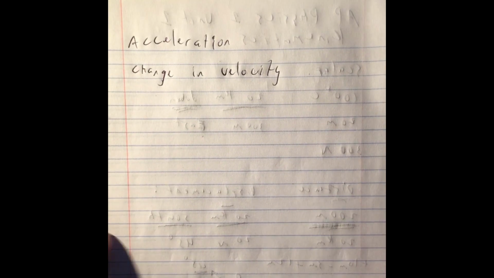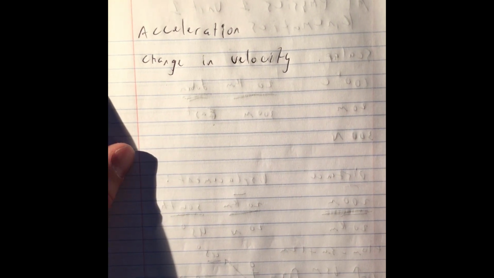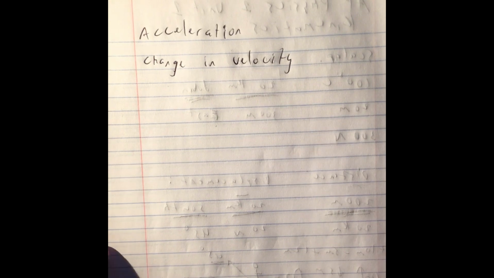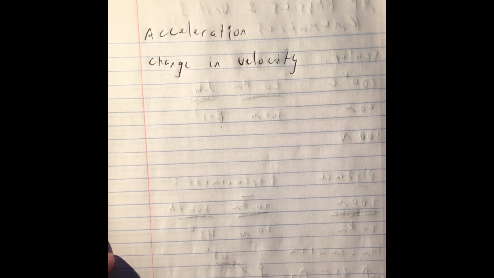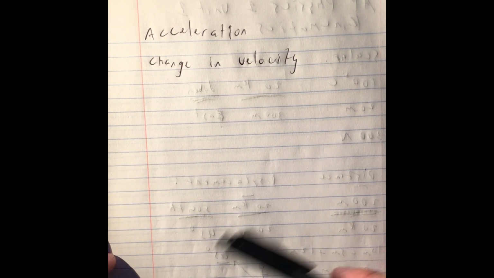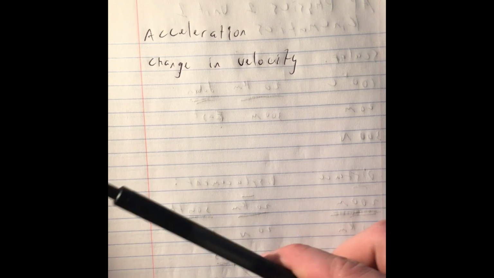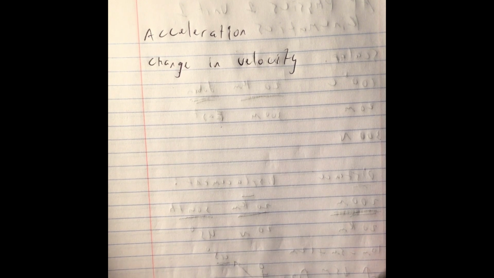Okay, so our next topic here is going to be acceleration. Acceleration is basically just a change in velocity. So it's the rate of change of velocity. This means an accelerating object can either be changing directions, maybe it switches from moving right to moving left, or it can be changing speeds, maybe speeding up or slowing down.